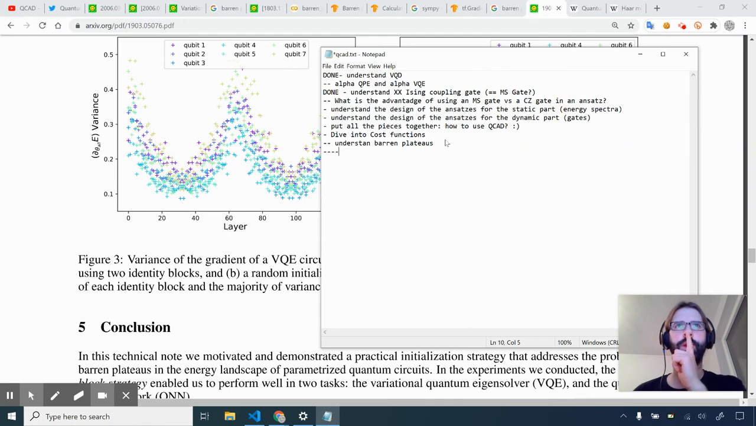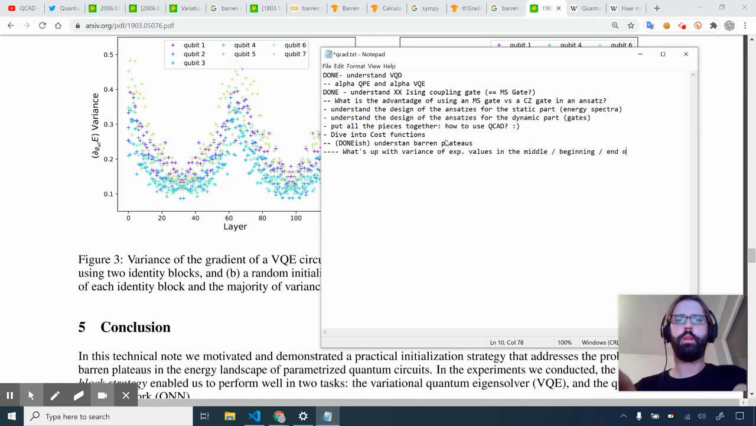So okay, but let me write. I wanted to write that I think I'm done-ish, like I started. But what I definitely want to know is, I forgot. So yeah, what's up with the variance of expectation values in the middle, beginning, and end of a block? That's still something that I really want to clarify.